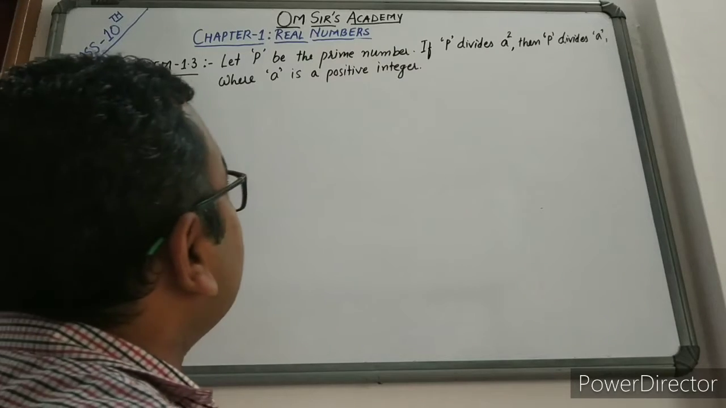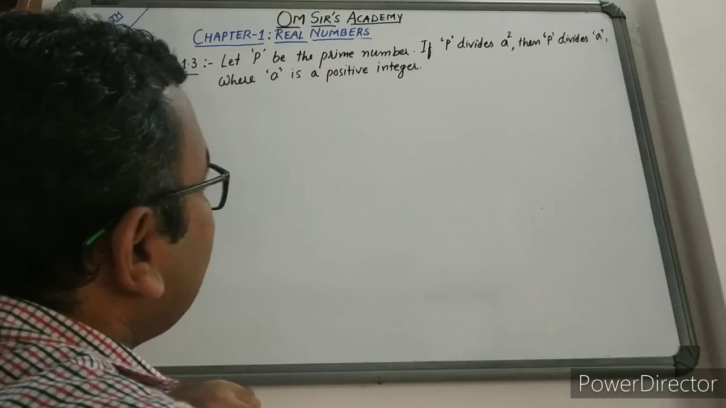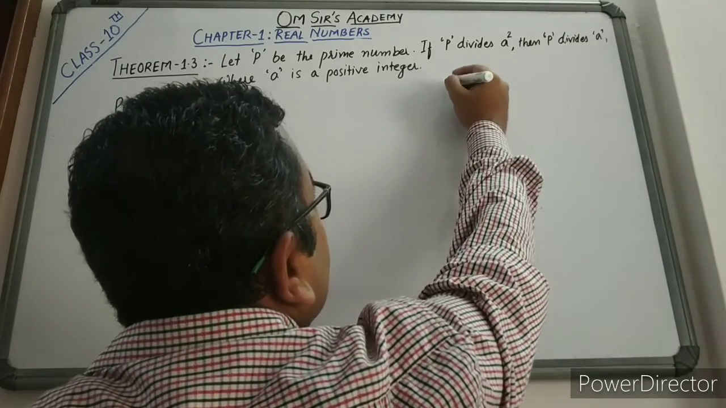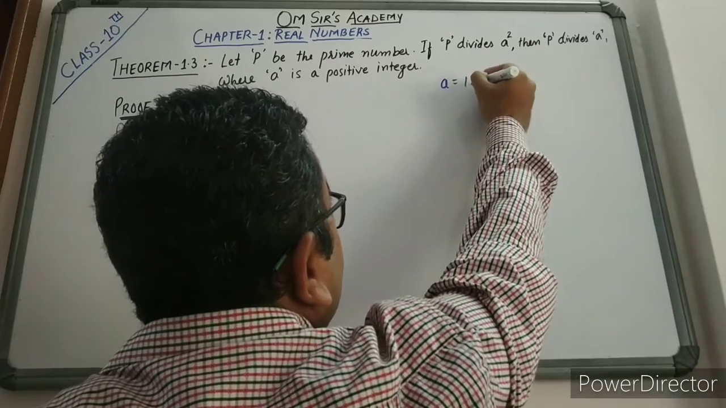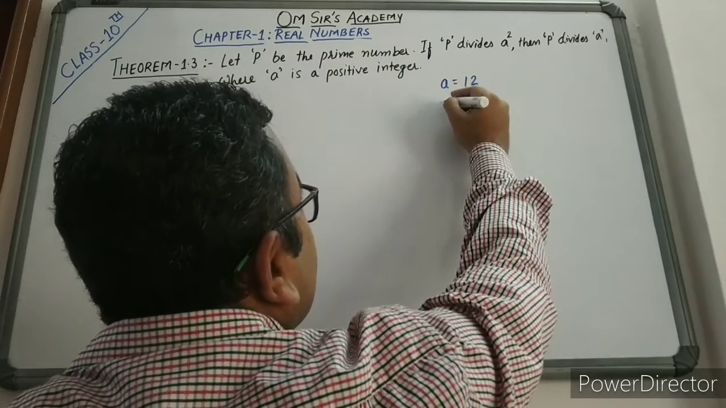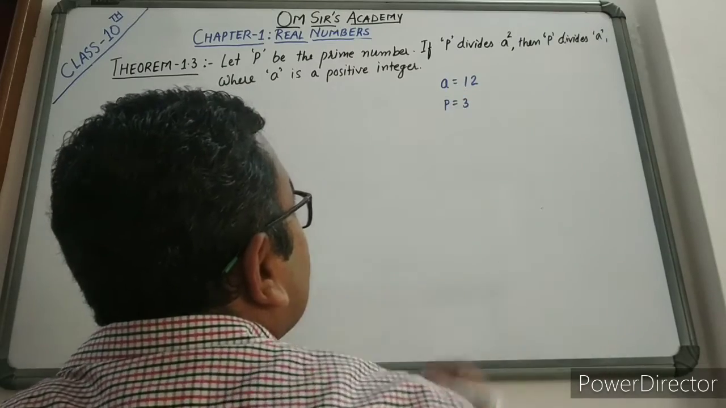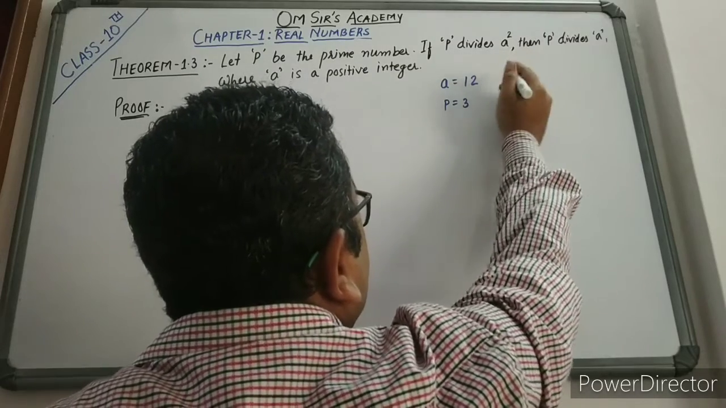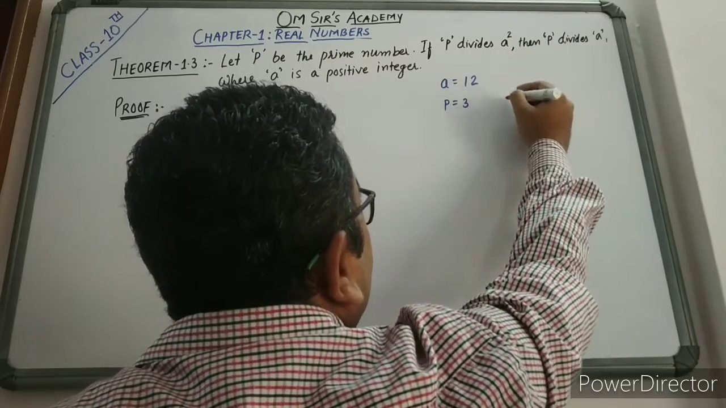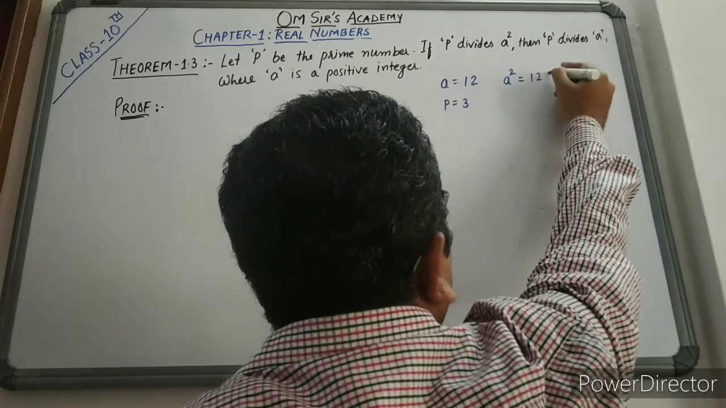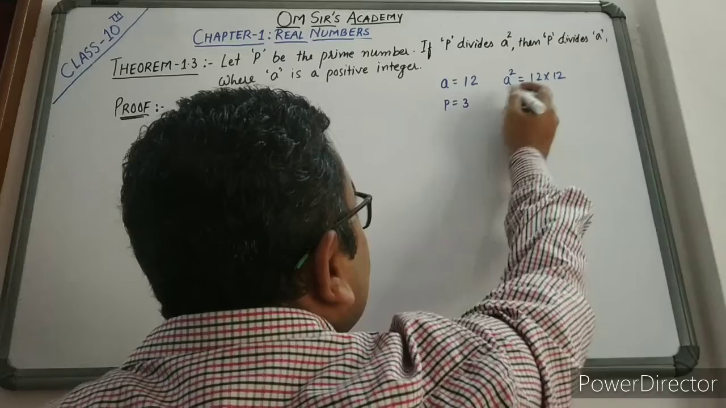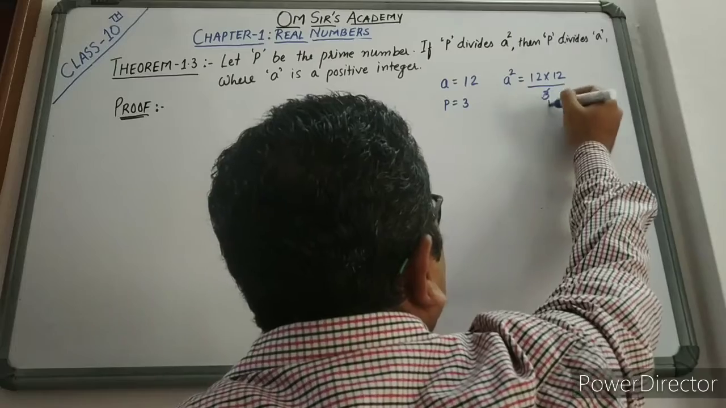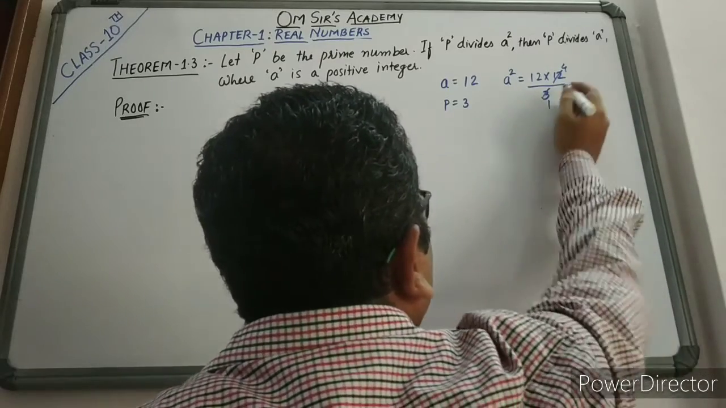Right, friends? Now see, here what is given is that suppose p is a prime number. And just for example, suppose a is 12, and p is a prime number, say 3, which divides 12. So p divides a square, and a square will be 12 into 12. And p divides this a square. So if I divide this by 3, 3 ones are 3, 3 fours are 12. So it gets divided.